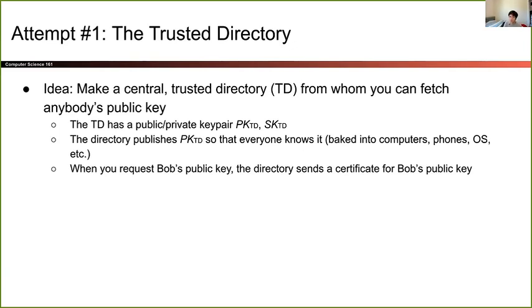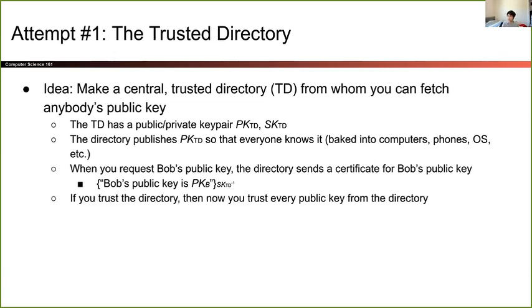When we want to request Bob's public key, the directory is going to send a certificate for Bob's public key. This certificate contains Bob's public key, and it also contains the statement that Bob's public key is this. This is what we would basically receive: Bob's public key is PKB, signed by the private key of the TD, the trusted directory. And if we trust the directory, which we do, then we can trust any public key that comes from the directory. So any certificate we receive signed by SKTD is now something that we can trust.